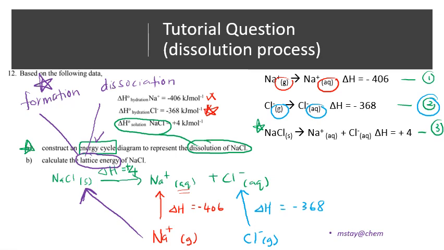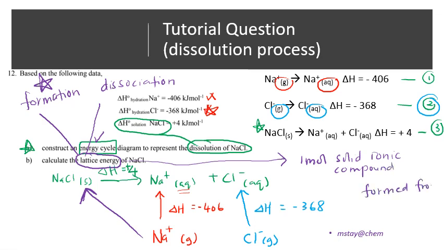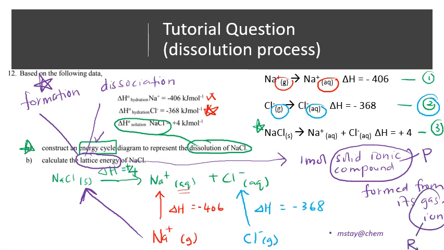solid, because we know that the definition of lattice energy is when 1 mole of solid ionic compound is formed from its gaseous ions. Therefore, the product is the solid ionic compound, and the gaseous ions are the reactants. From this diagram, we notice that the departure, or the starting point, is over here. So let's remark it first. Here is the starting point.